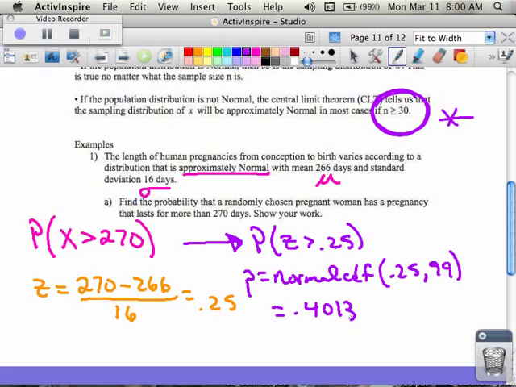Wow, okay. So 0.4013, which means over a 40% chance that that's going to occur. Note, they picked a randomly chosen pregnant lady. The word A means 1. The sample was 1.